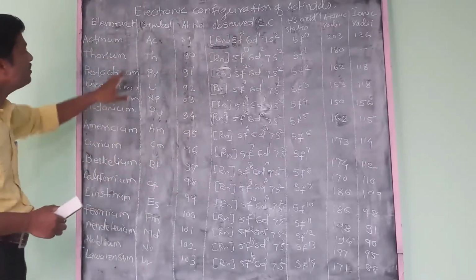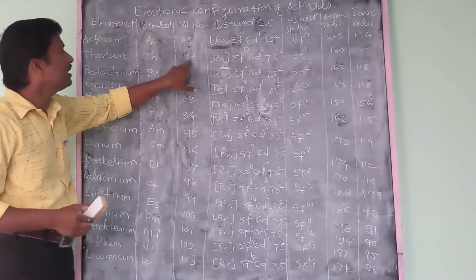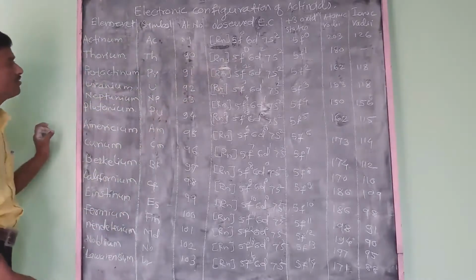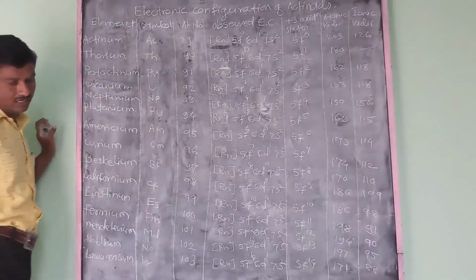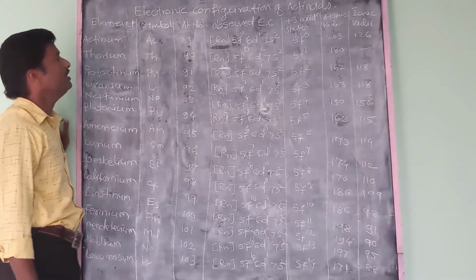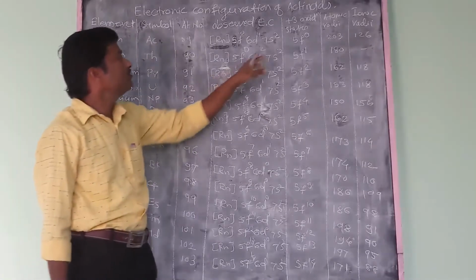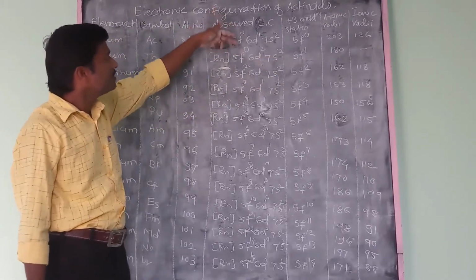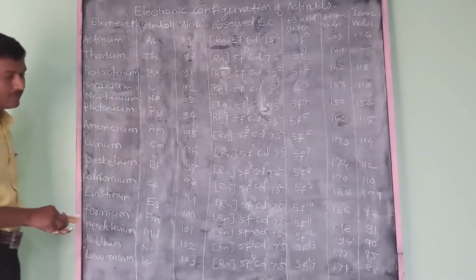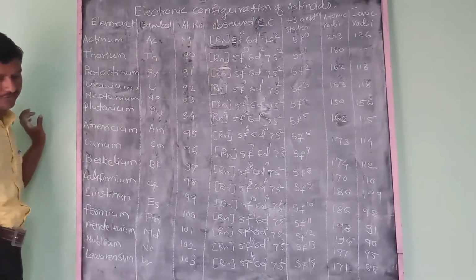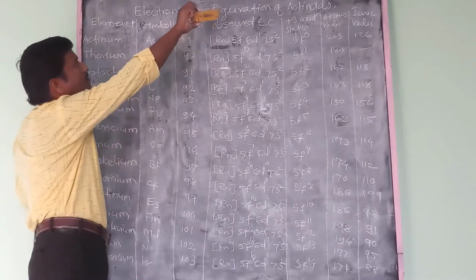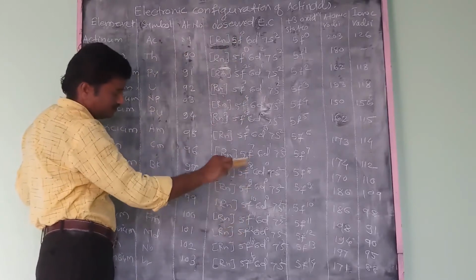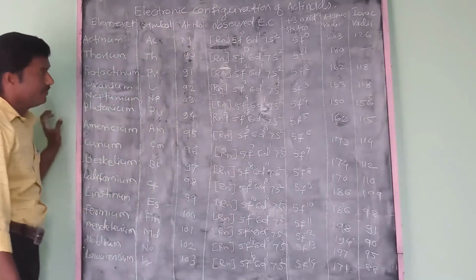Then the next one is thorium. Thorium has atomic number 90. Here also in thorium, generally the f orbitals will be empty. Then the d orbital will contain 2 electrons and s2 will be 2. After this, the electrons will be progressively filled in 5f orbitals.